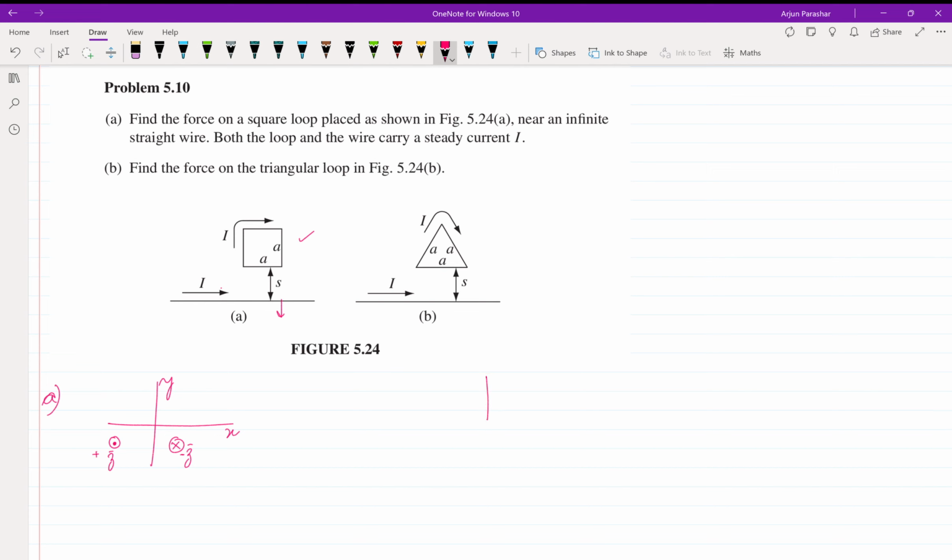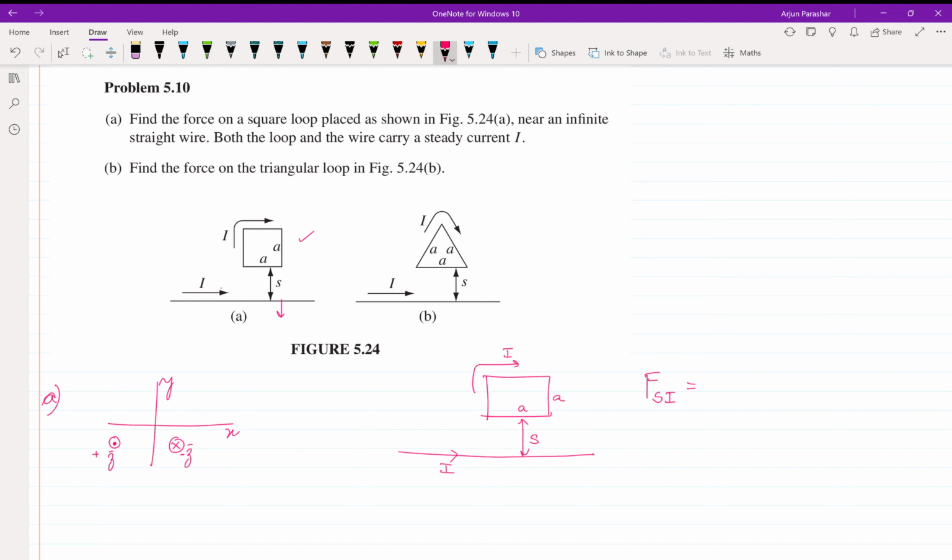So we are given a square loop of side a, and an infinite wire which is at s distance from the square loop, and the current is given like this. You can say clockwise in the loop and like this in the wire. So we need to find the force on the square loop, due to the infinite wire.